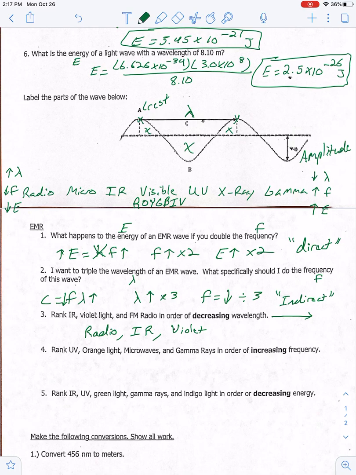Number 4, rank UV, orange light, microwaves, and gamma in order of increasing frequency. Increasing frequency also goes from left to right, so we're going to rank it from left to right. The furthest thing out of my list on the left is going to be micro. Now we're going to start going right. My next thing I could pick is going to be orange light, followed by UV. Then it's going to be followed by gamma.